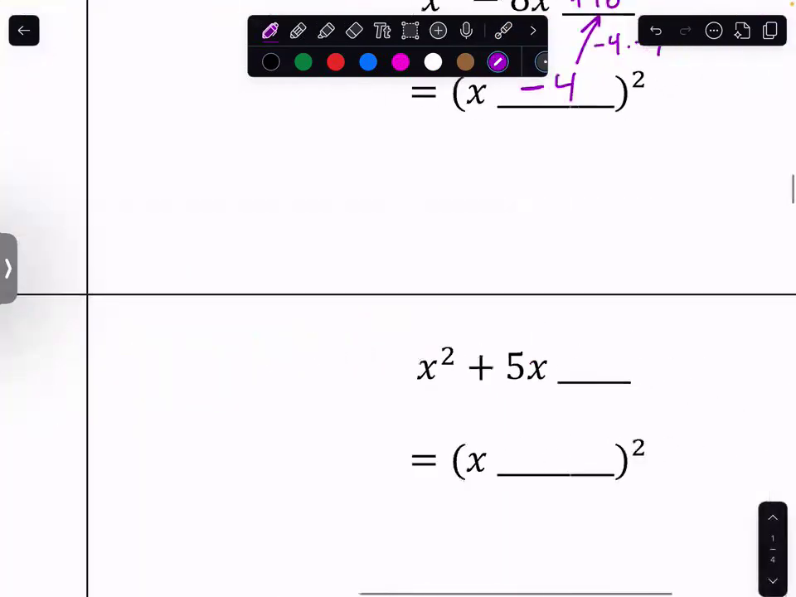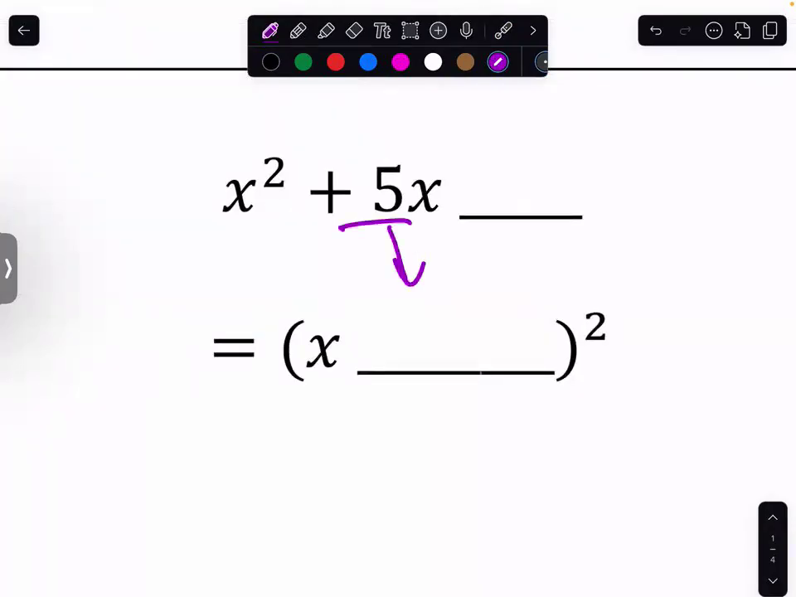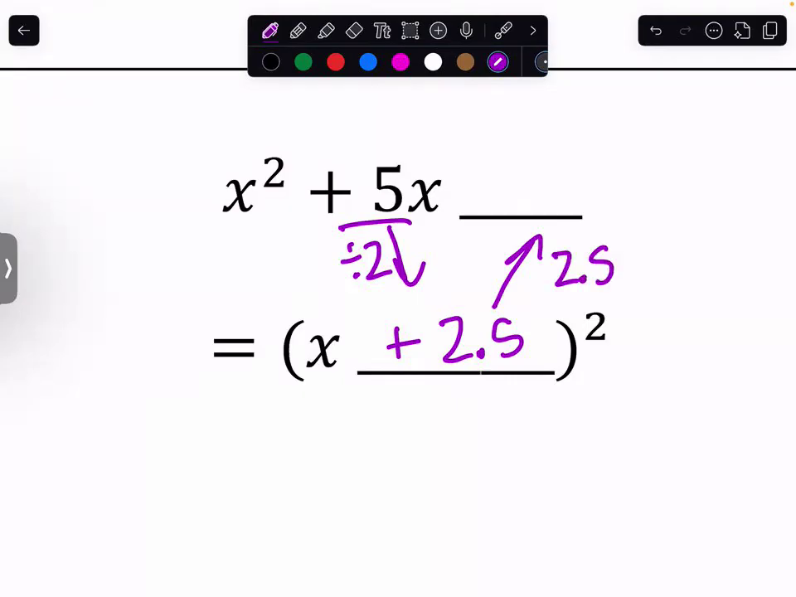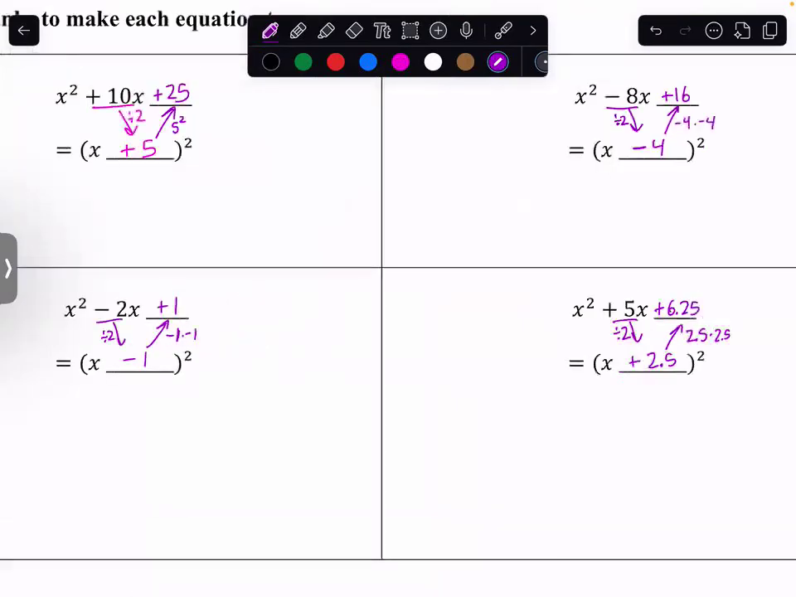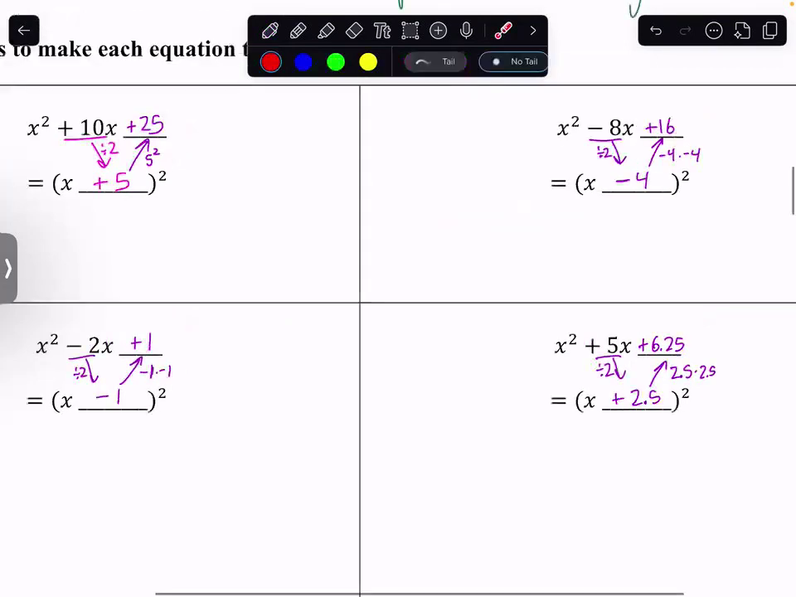And over here, even though 5 is an odd number, you would still divide it by 2. Some of you did fraction, some of you did decimal. Either one is fine. For this one, I'll do decimal. So 5 divided by 2 is 2.5. Then you take that answer times itself, and that becomes positive 6.25. This is going to be one step in the overall process that we're learning today called completing the square. Any questions on this side?